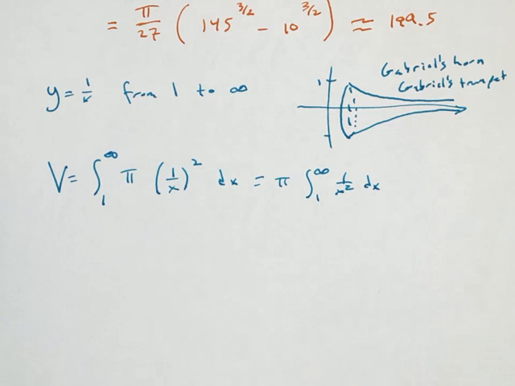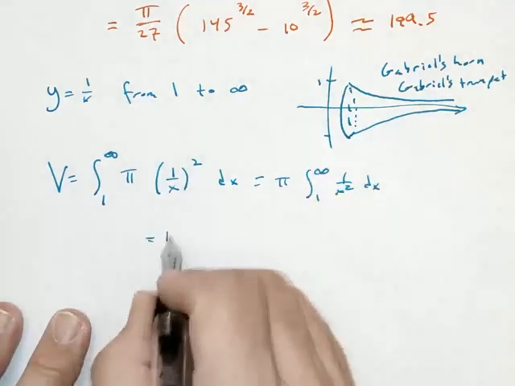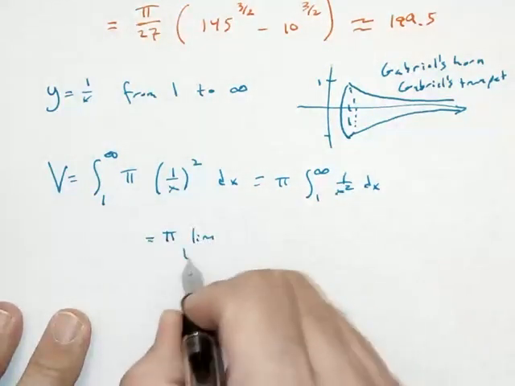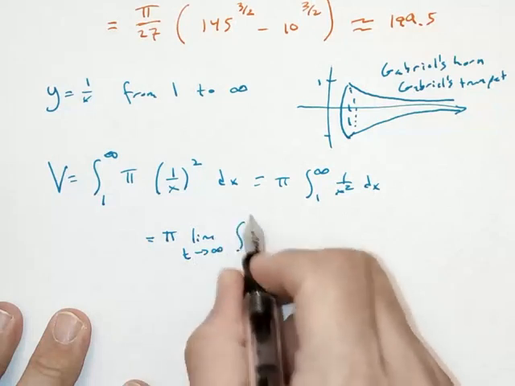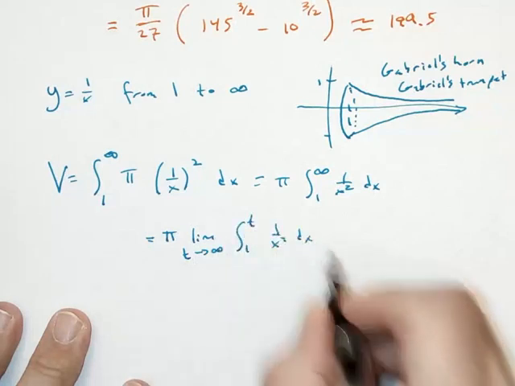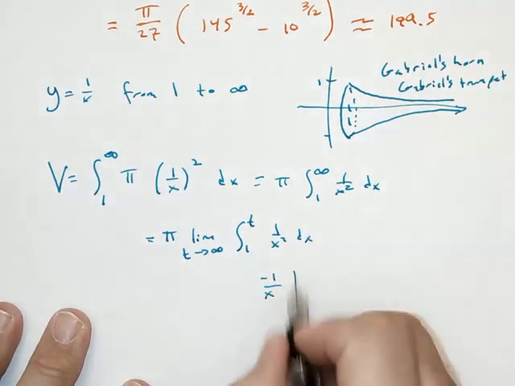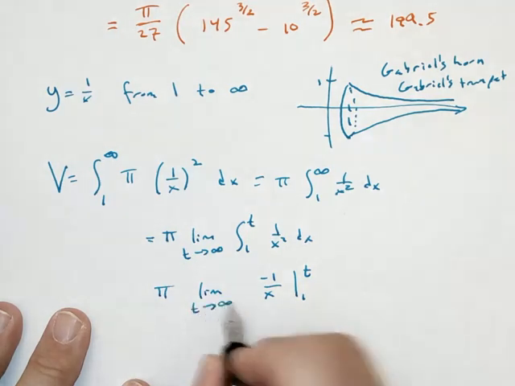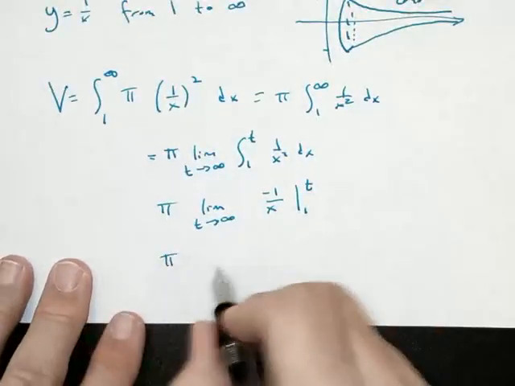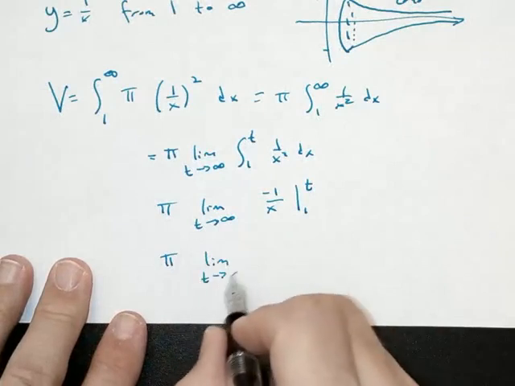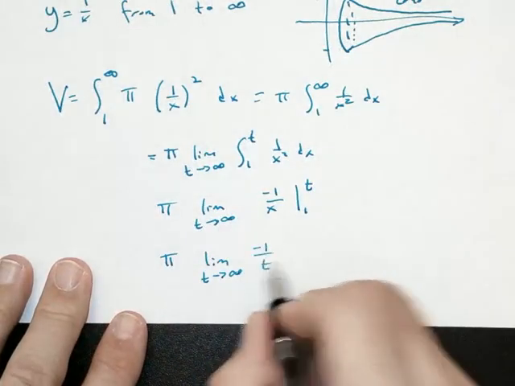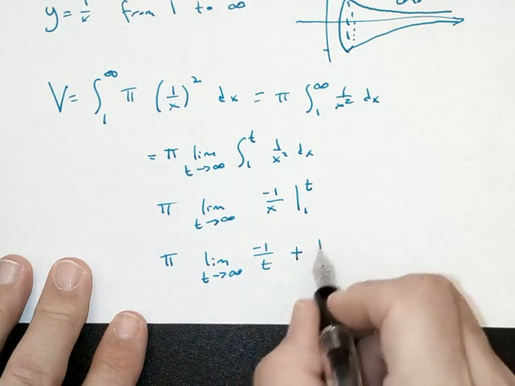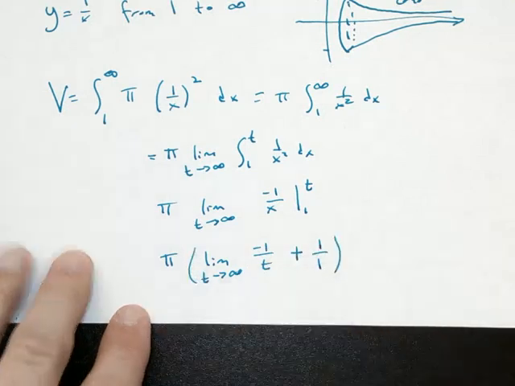That's exactly right. If the p-value, the power in the denominator, is bigger than 1, it converges. Which means this is going to give me a number. Limit as t goes to infinity, integral from 1 to t, 1 over x squared dx. That's minus 1 over x from 1 to t. So I get pi times the limit, t goes to infinity, negative 1 over t minus negative 1 over 1.